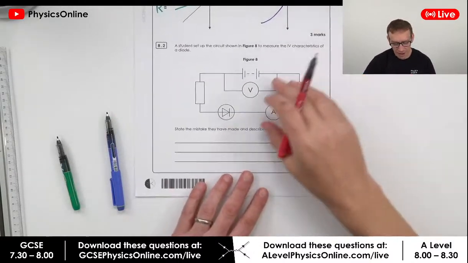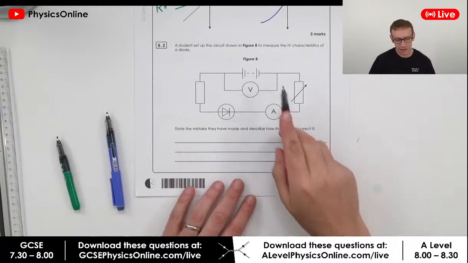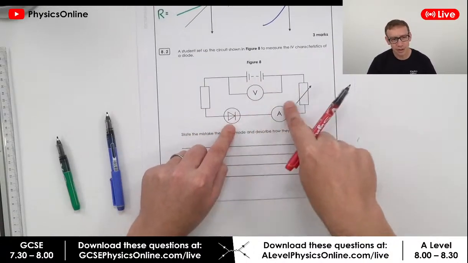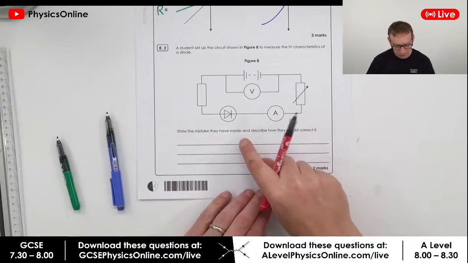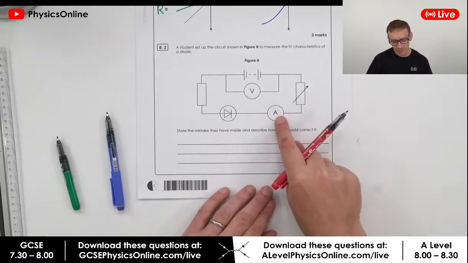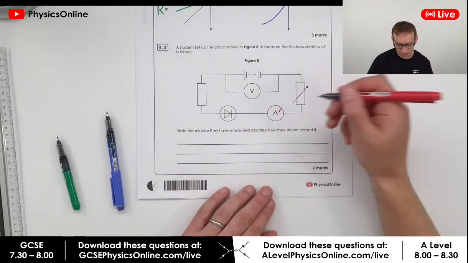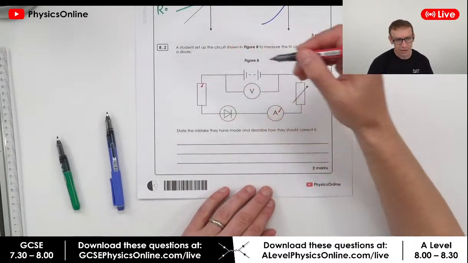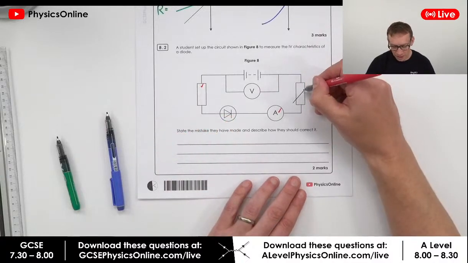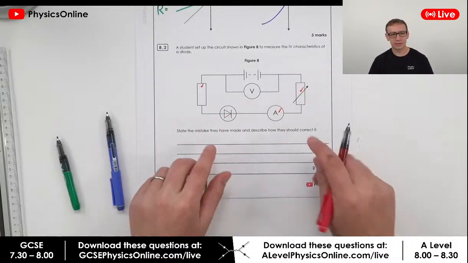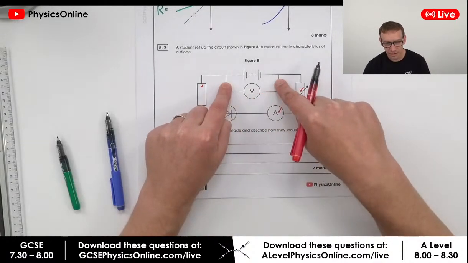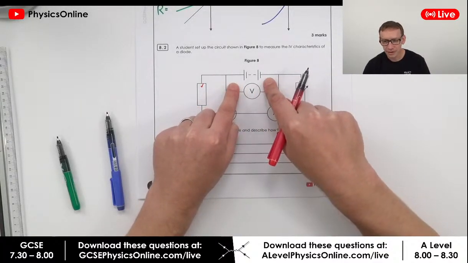Okay. We then have the circuit set up. This one over here is looking at the IV characteristics of a diode. This diode will only let the current go in one direction. State the mistake they have made and describe how they should correct it. Now they've got an ammeter in series, so that looks good to me. We've got a resistor, which you always want to have in series with a diode. We've got a variable resistor, so we can change the size of the current going through this. But here, they've put the voltmeter across the terminals of the cell.